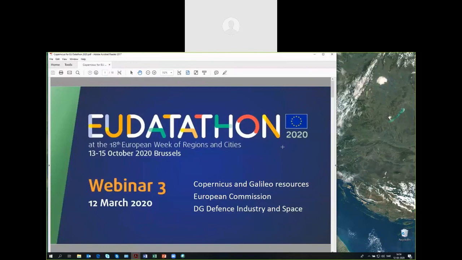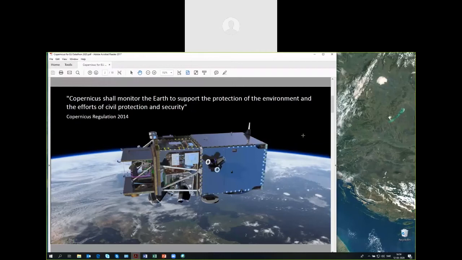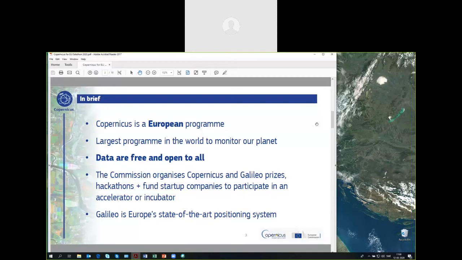All right, great. So I'm working for the completely new Directorate-General Defense, Industry and Space, and we are running the two programs, Copernicus and Galileo. I'd just like to mention that according to the Copernicus regulation, Copernicus shall monitor the Earth for the protection of the environment and the efforts of civil protection and security. Meaning that we can actually use the satellite images in a variety of ways.